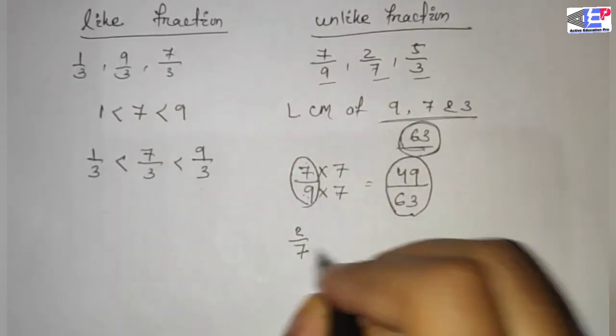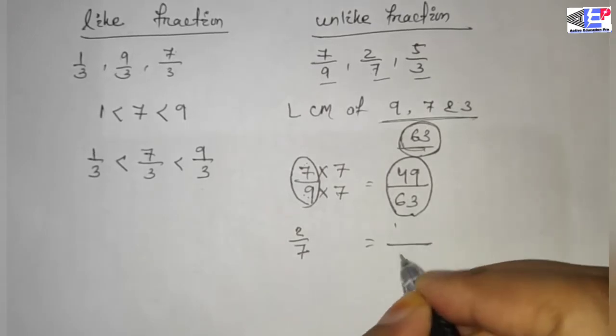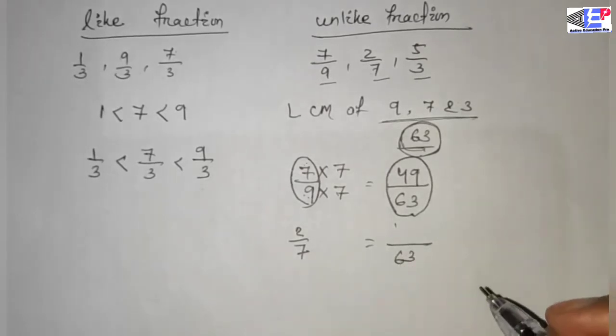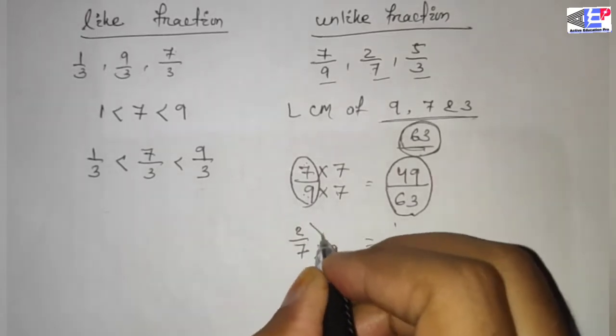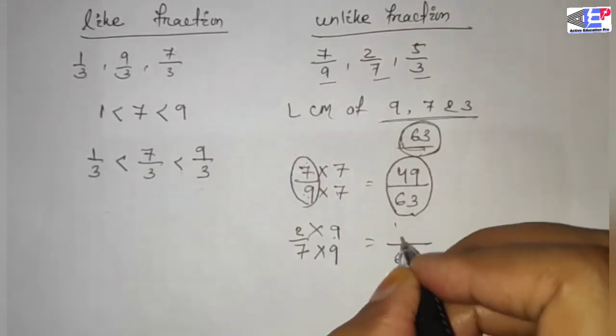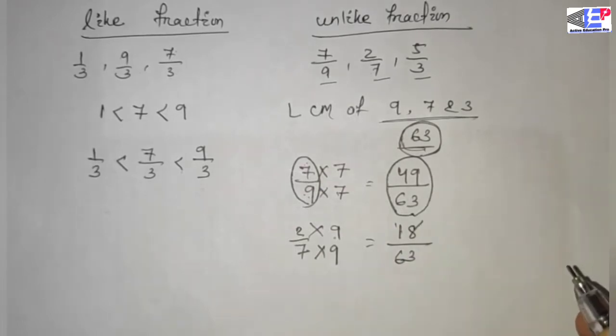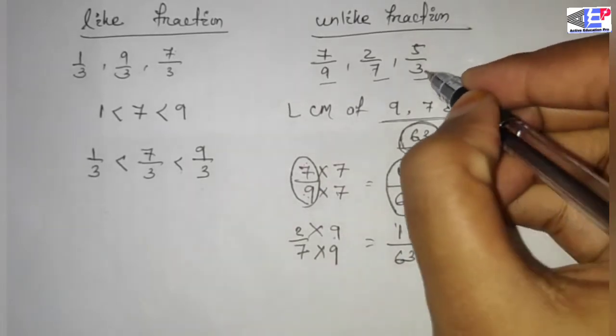2 by 7. So again here you have to make 63 as its denominator. Then you have to multiply 9 with its numerator again. It will be 18 divided by 63. And the last one, 5 by 3.